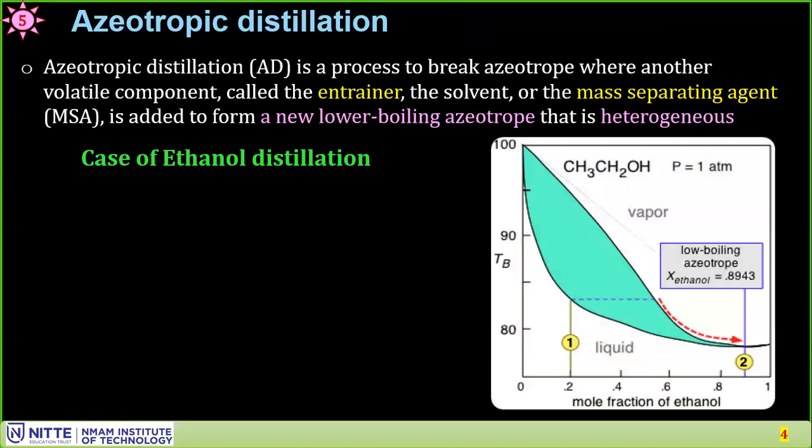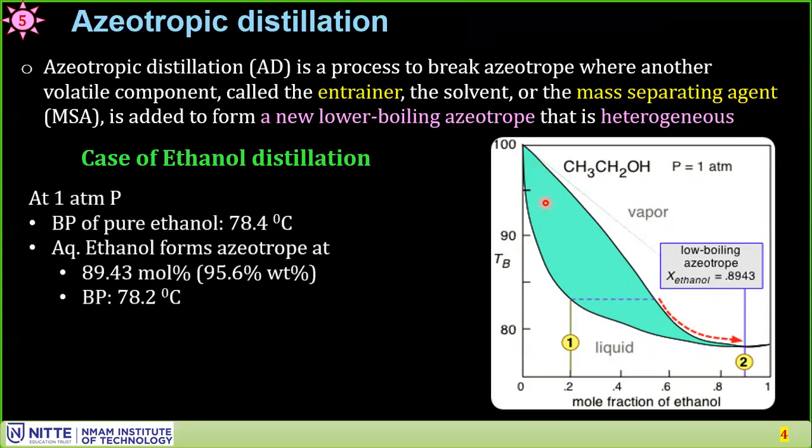Let us take the case of ethanol distillation. This is the boiling point diagram. At 1 atmospheric pressure, the boiling point of pure ethanol is 78.4 degrees Celsius. Here it is, pure ethanol. Now aqueous ethanol, ethanol in water at 89.43 mole percent or 95.6 weight percent, forms an azeotrope. The boiling point of the azeotrope is 78.2 degrees Celsius. It is for the mixture somewhere here. This is the azeotropic point. So the boiling point of pure ethanol is 78.4.